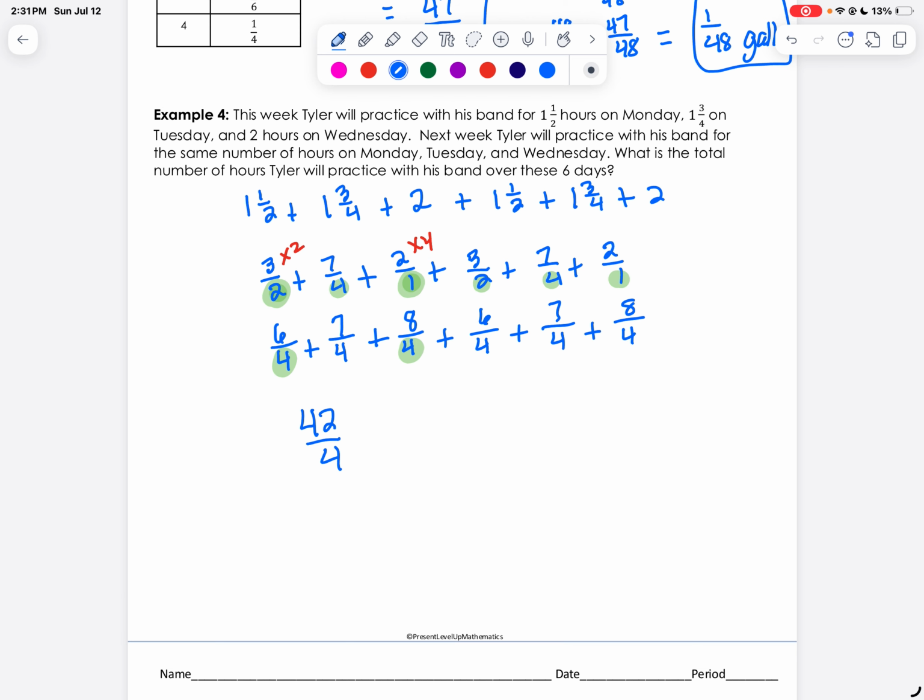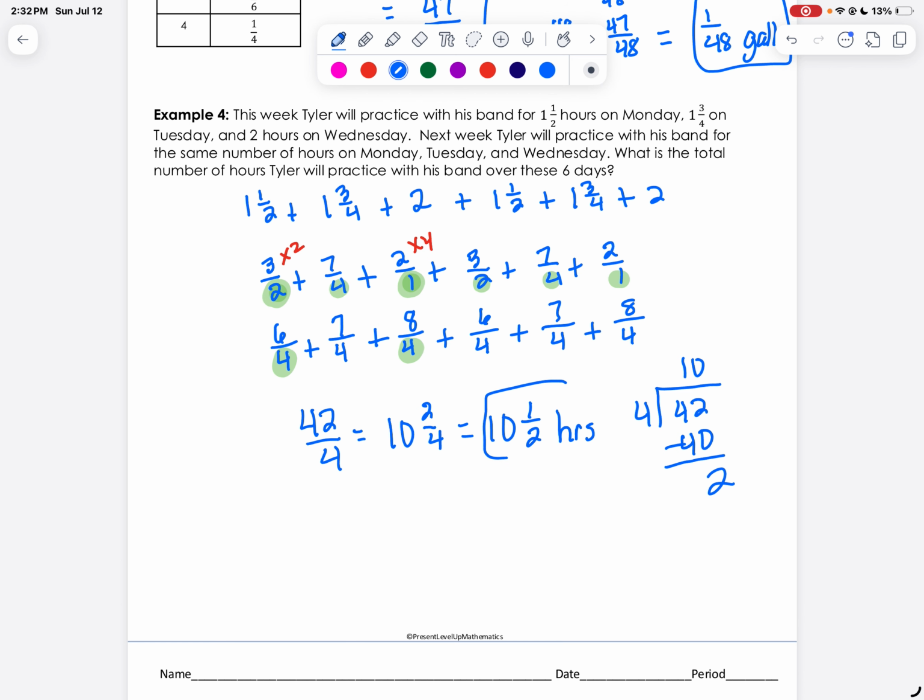And I want to turn that into a mixed number. So 4 goes into 42 10 times. 10 times 4 is 40 with the remainder of 2/4. So this would be 10 and 2/4, which would reduce to 10 1/2 hours. And that concludes today's lesson, adding and subtracting fractions.